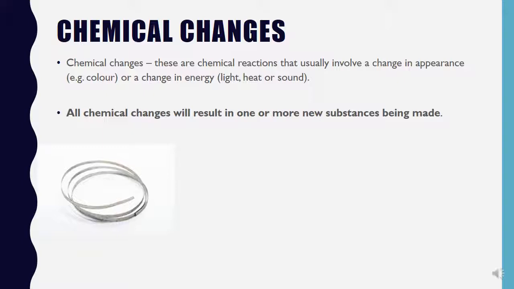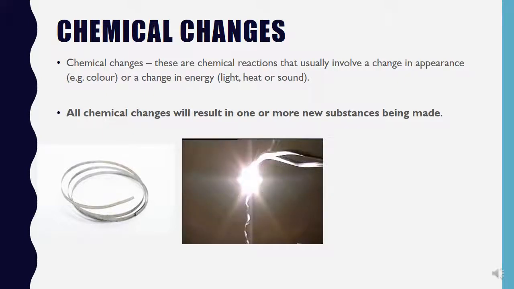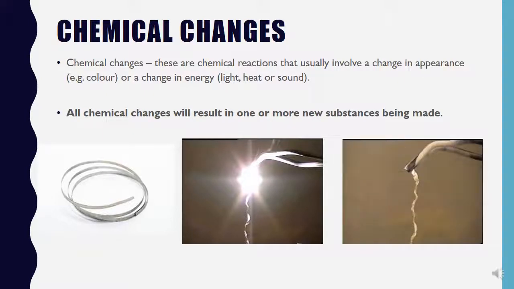For example, if I take a piece of magnesium ribbon and I was to burn it, during the chemical reaction, light is given off. At the end of the reaction, the appearance has significantly changed. The colour has changed as well as the brittleness.